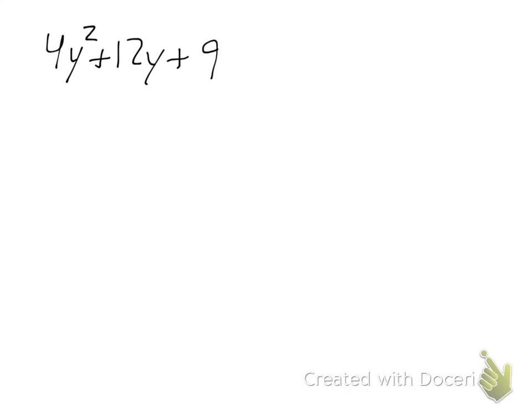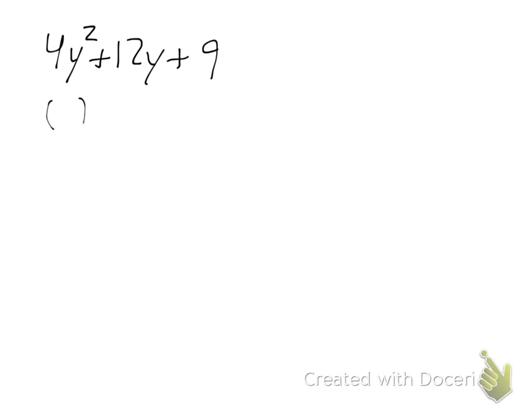Next problem. Is this a perfect square trinomial? And if it is, factor it, please. 4y squared plus 12y plus 9. So let's check it. Is 4y squared a perfect square? Yes. Is 9 a perfect square? Yes. Okay, so this is promising, this could work out.